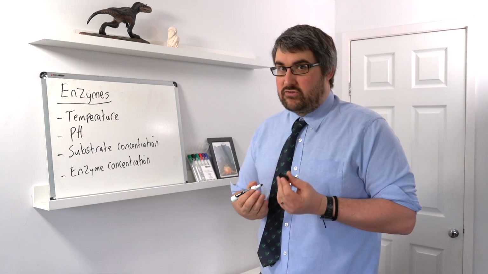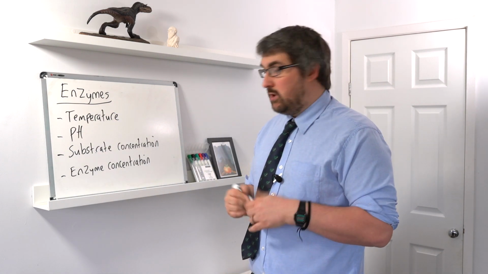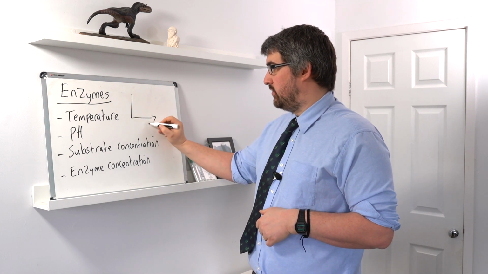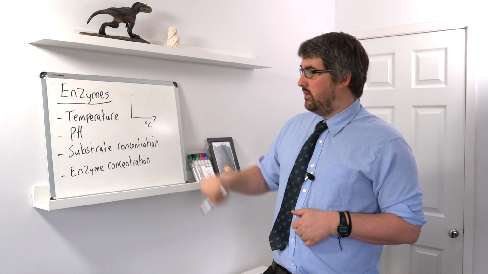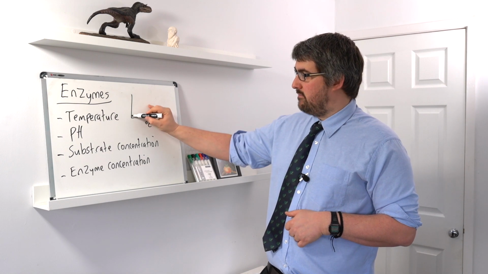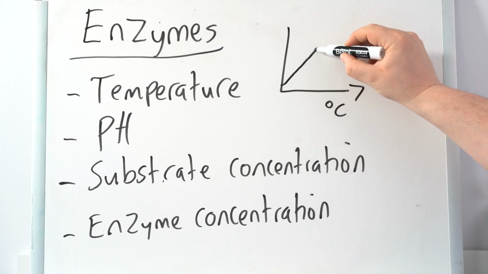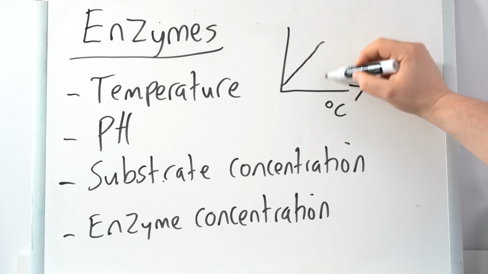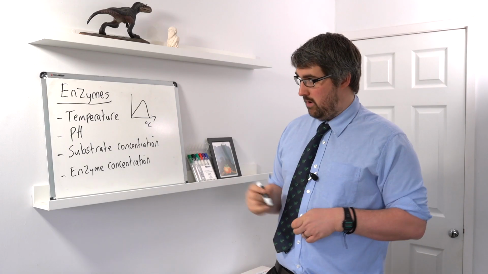So temperature is pretty straightforward. Initially what you would see, I have a little graph with that, you would see that as I increase the temperature, there's temperature on the x-axis, you would see that the rate of reaction with the enzymes would increase, reach a sort of point, kind of a peak, and then would start to rapidly drop off.